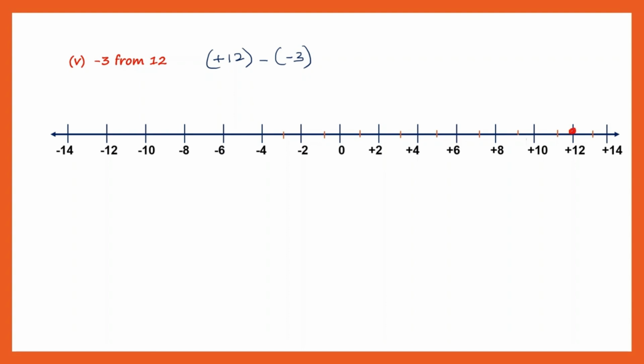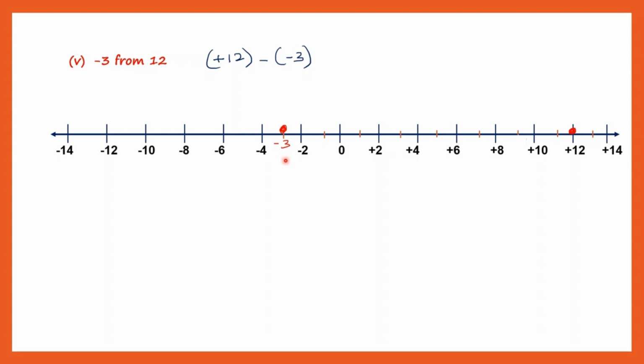Now let's mark minus 3. Now where will we find minus 3? It will be between minus 2 and minus 4 to the left of 0, the point in the middle. So that is where we have minus 3. Now since it is subtraction, we need to move from the second integer, that is minus 3, and then move towards the first one, which is plus 12. So we're going to move from minus 3 up to 12.